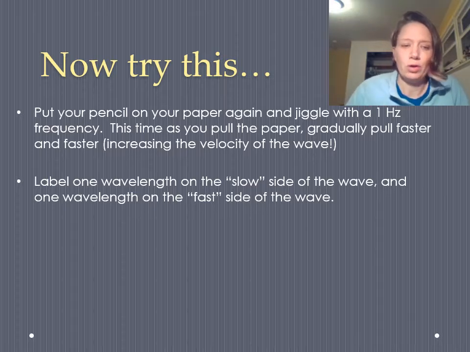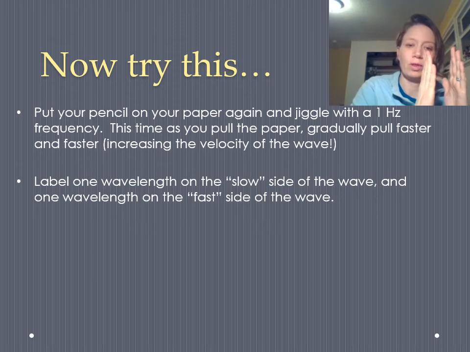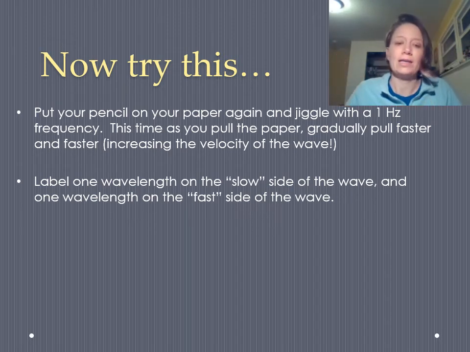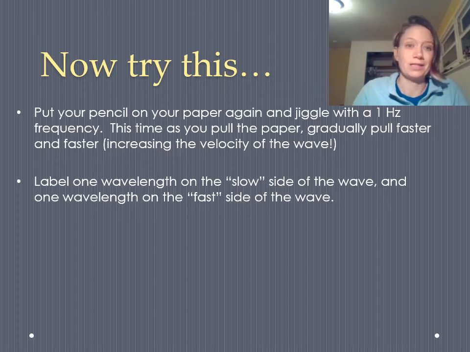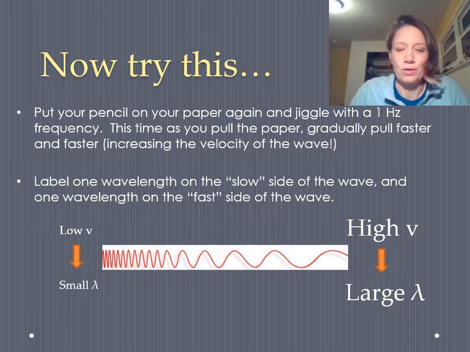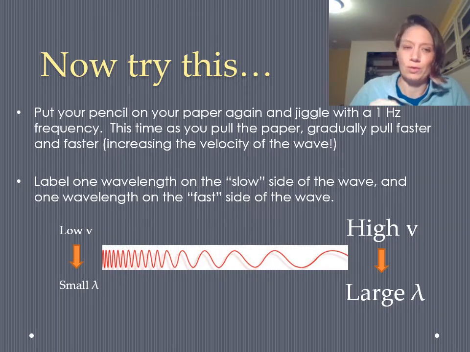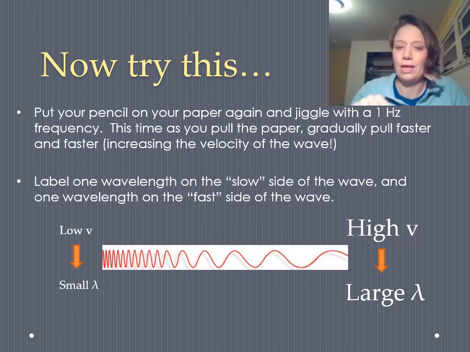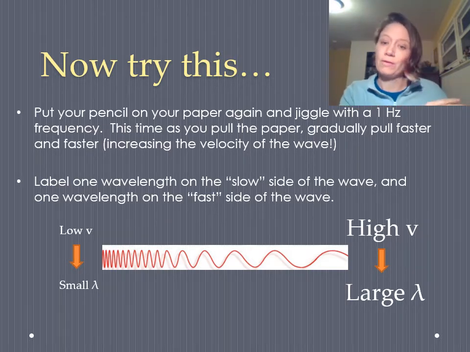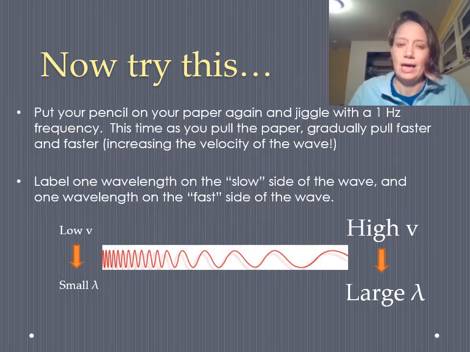If you label your paper, you'll notice that if you label one wavelength when the wave is moving slow on one side and then a wavelength where it's moving fast on the other side, those wavelengths are really different from each other. It should hopefully look like the drawing that I've shown on the screen there, where you have a lower velocity at the beginning, and that is represented by a small wavelength. And on the other end, when the medium was moving really fast, we have a higher velocity, and we've got a much larger wavelength as well.